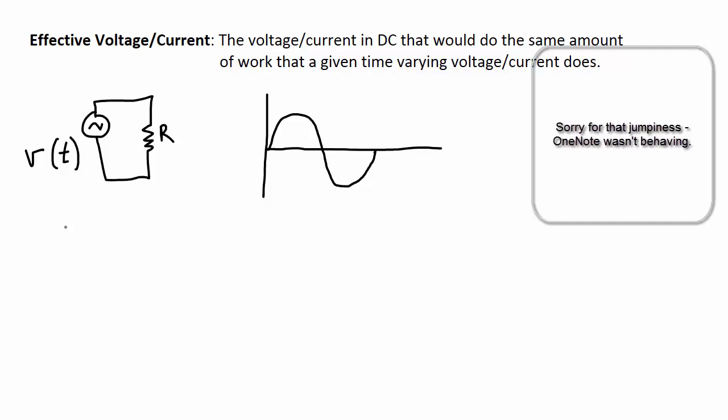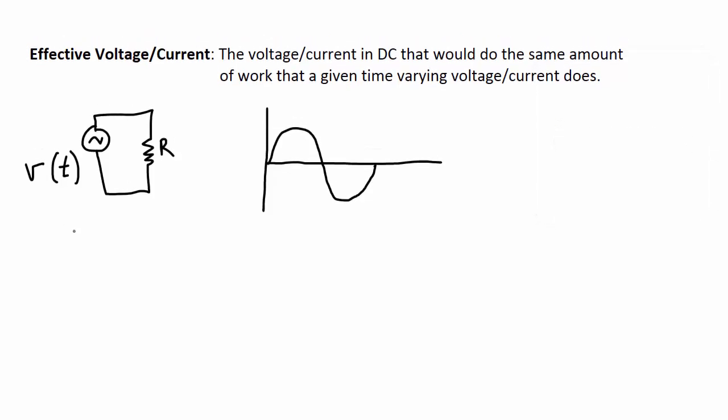And since we're trying to come up with an effective voltage or current, or the equivalent voltage or current in DC, that would do the same amount of work that this particular circuit does, we want to look at how much power is being dissipated in this circuit. If this was a DC circuit, then the power would be equal to the voltage squared over the resistance. Since this is an AC signal, we can look at power as a time varying value, and that's equal to the time varying voltage squared over the resistance.